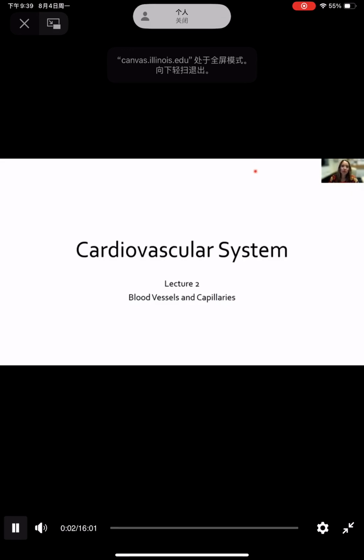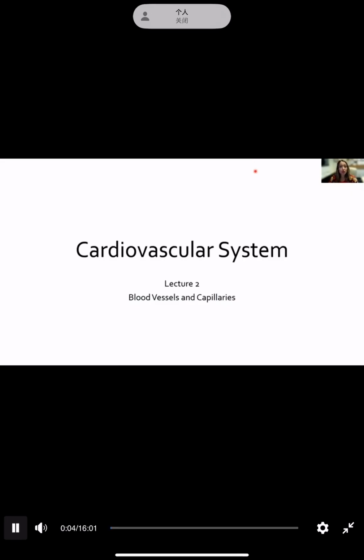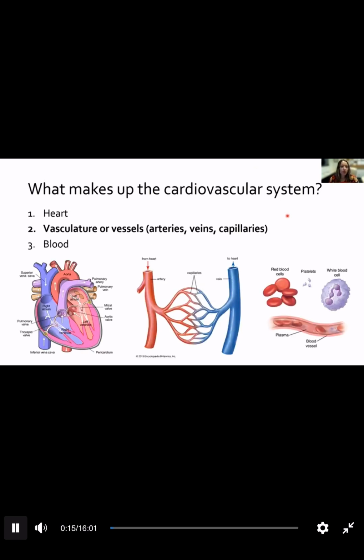Hi, everybody, and welcome back to lecture 2 of the cardiovascular system. So we are going to talk about today the blood vessels and capillaries. I had spoken before about how there are 3 major components of the cardiovascular system: the heart, the vasculature, or the vessels, and the blood. So today we're going over the vasculature.